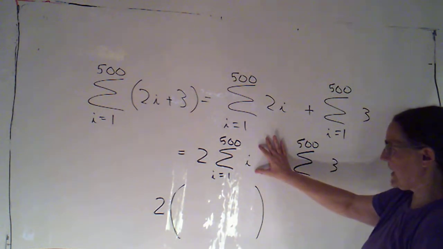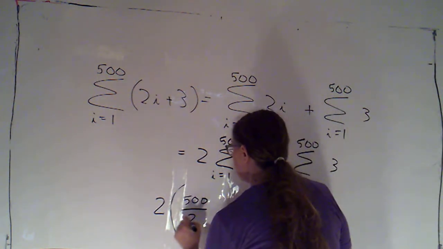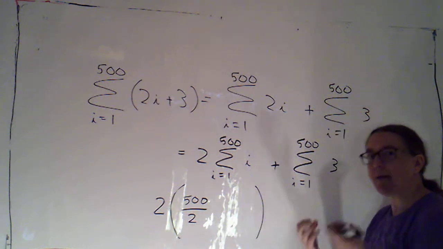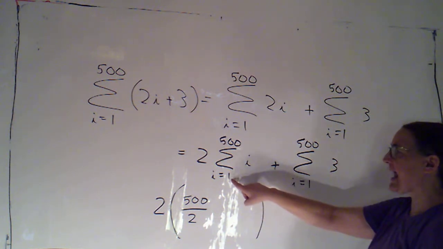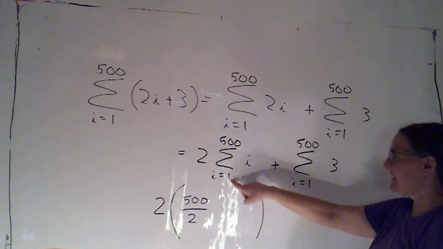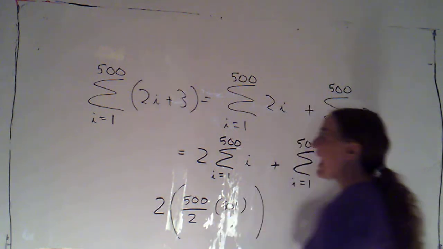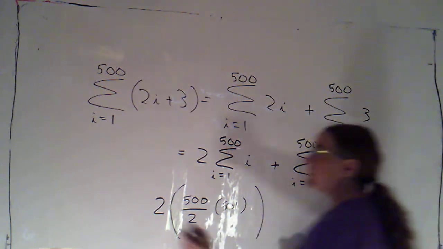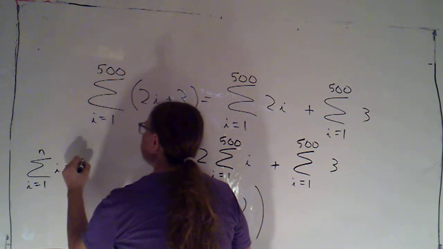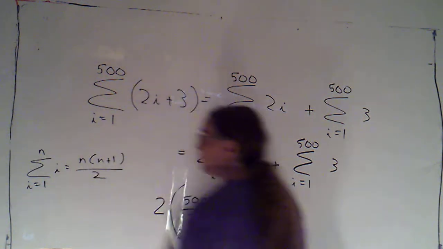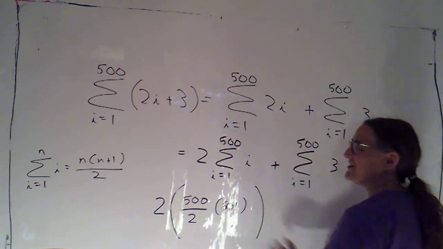I'm going to pair off my terms, and if I have 500 terms, I'm going to have half as many pairs. So that would be 500 halves, pairs of terms. Each pair is going to have the same sum that I get if I add the very initial term, 1, to the very last term, 500, which would be 501. Okay. So that's basically using the formula that the sum as i goes from 1 to n of i is n times n plus 1 over 2. My n is 500, so n plus 1 is 501, and it's over 2.